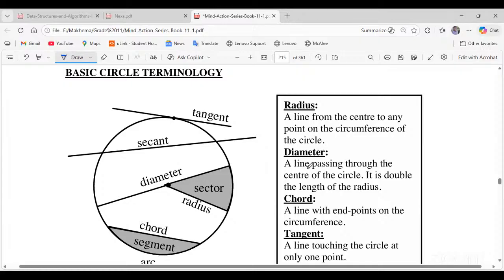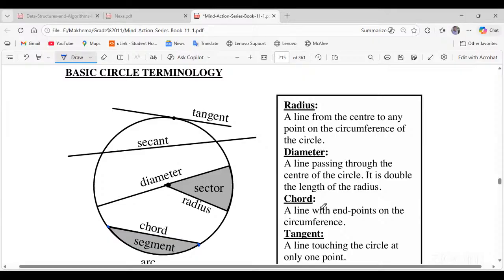And then what is the diameter? The diameter is a line passing through the center of the circle, and it is double the length of the radius. It moves from a point on the circumference to the other point on the circumference, but it passes through the center of the circle. That is the diameter. Now we go to the chord. The chord is a line with endpoints on the circumference, and the chord doesn't pass through the center of the circle. That is the chord.